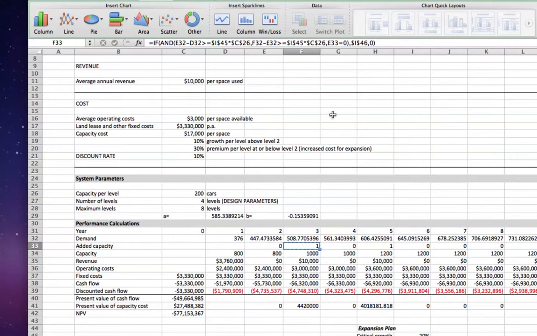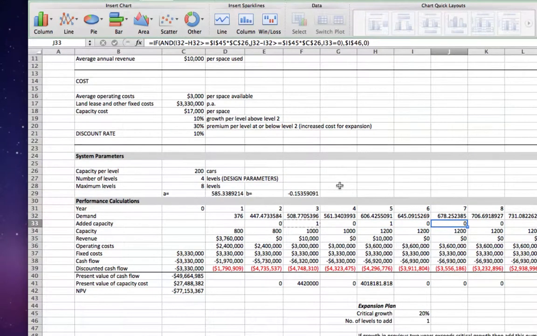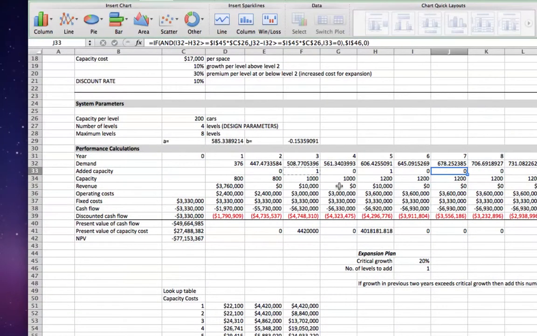Okay? So that's the formula that implements that rule, and you can see that it goes through the whole thing here. Now we have a present value of the capacity cost. It's not a simple formula anymore, right? Because we're adding levels along the way. Oh, and by the way, the capacity has a maximum value, right? The capacity here now.